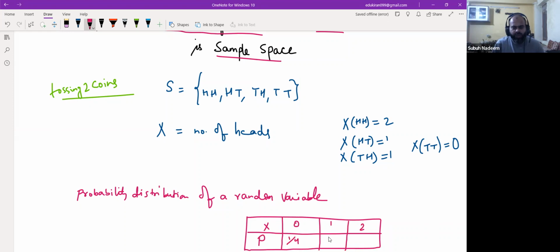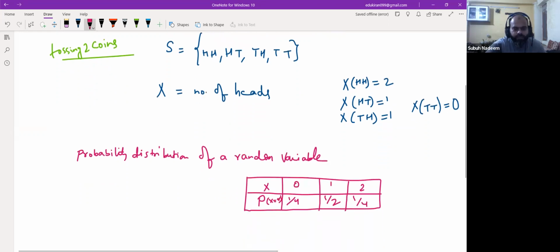In how many cases are we getting the value of X as 1? 2 cases out of 4 cases. So the probability of getting X as 1 is half. In how many cases are we getting the value of X as 2? Only one case out of 4. So this is the probability distribution for different values of X. Have you understood this? Yes.